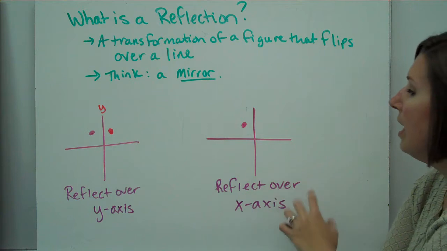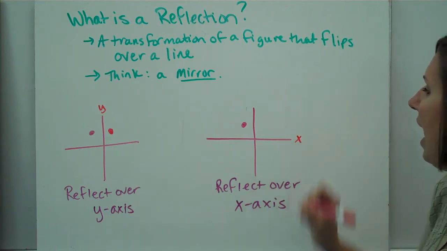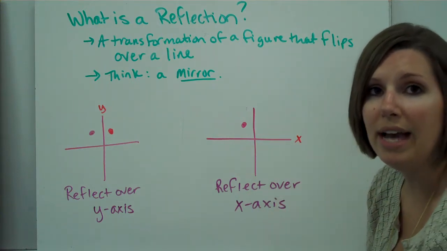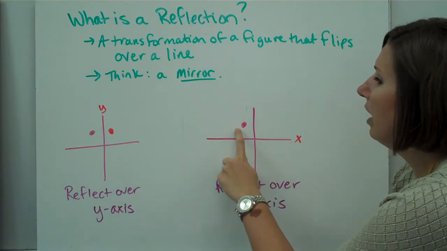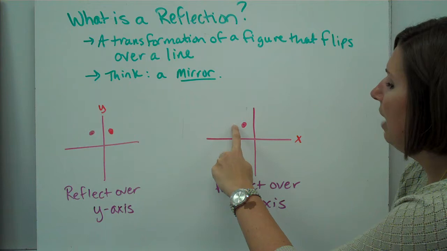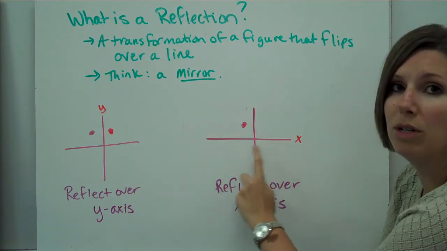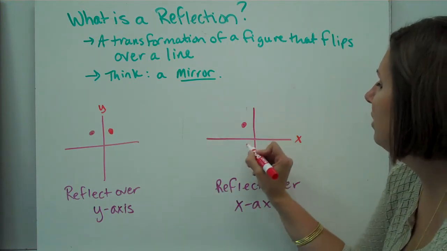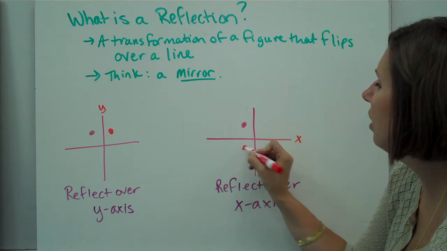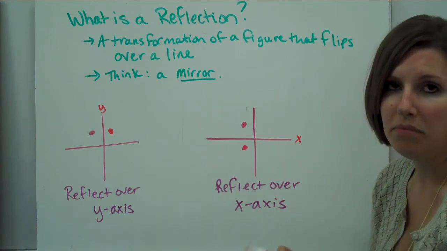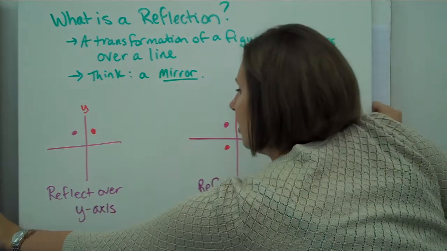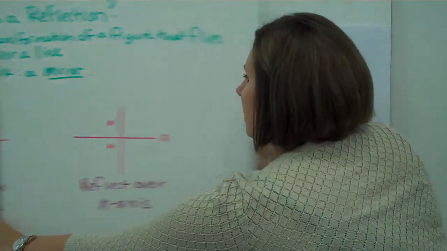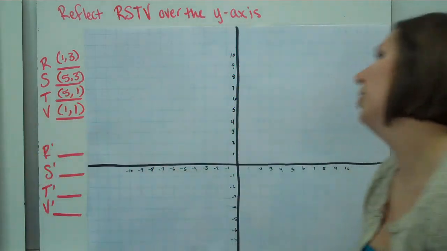I'm going to do the same thing here, except I'm going to reflect it over the x-axis. Again, this is a rough sketch of what we're getting ready to accomplish. I've got my point here in quadrant 2. I'm going to reflect it over this line, which we call the x-axis. When I do that, my image will fall somewhere in this region. Pretty simple, right? So, let's try a couple.